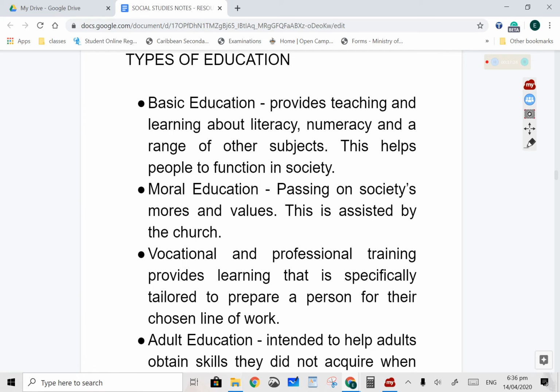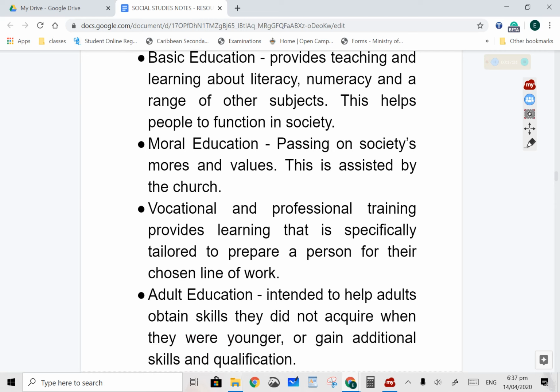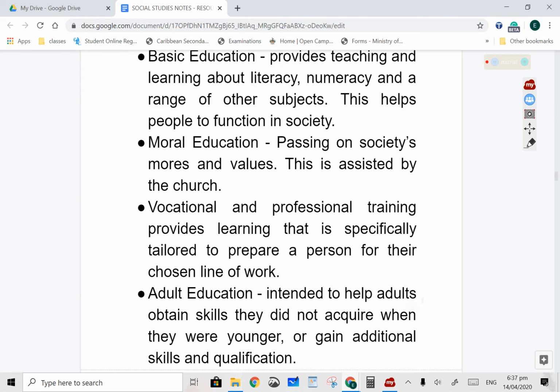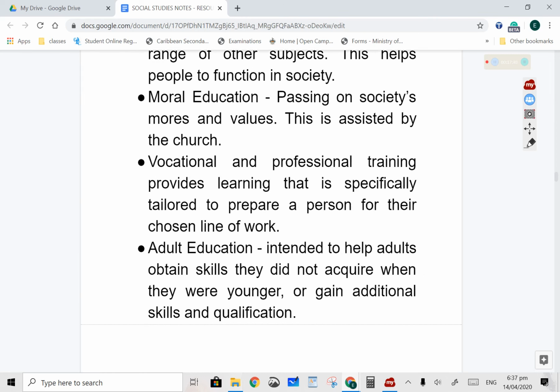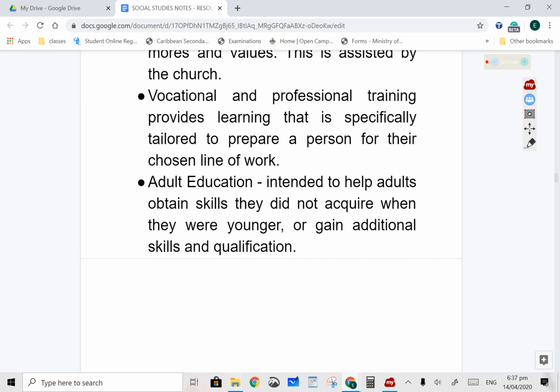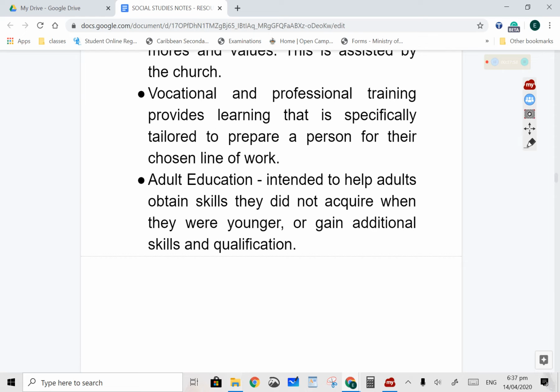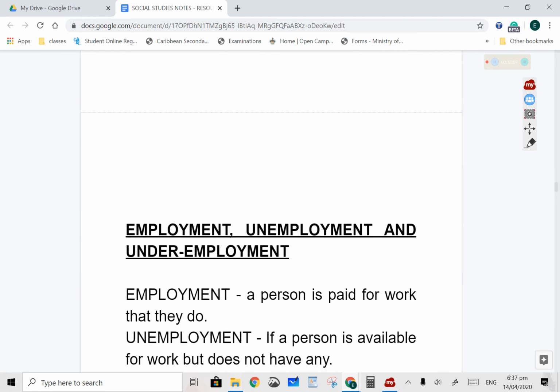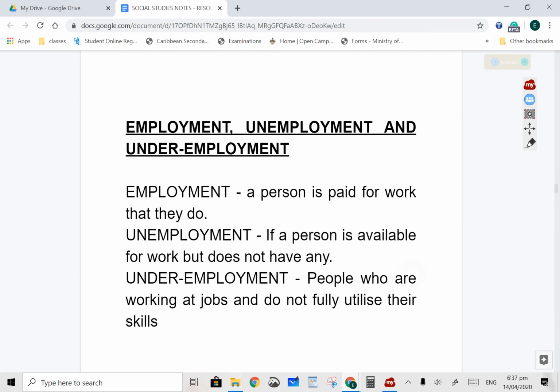You have moral education, passing on society's morals and values. This is assisted by the church, so you can get education by going to a religious organization. Vocational and professional training provides learning that is specifically tailored to prepare a person for their chosen line of work. Adult education is intended to help adults obtain skills they did not acquire when they were younger, or gain additional skills and qualifications. So some of those are self-explanatory.